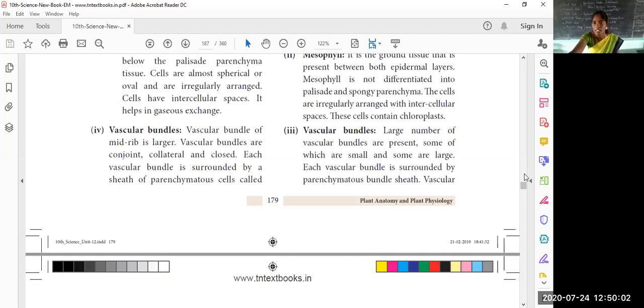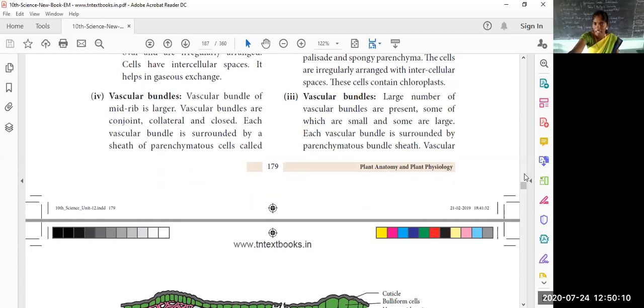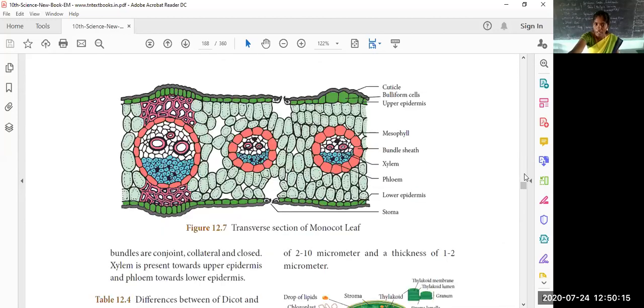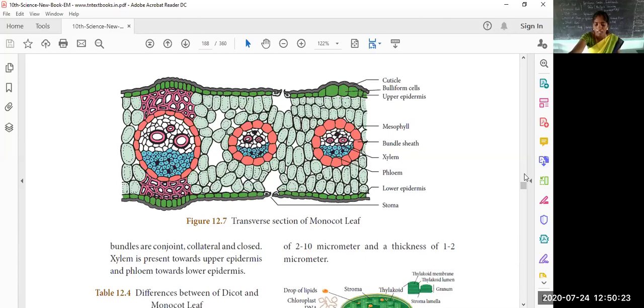Vascular bundles: a large number are present, some small and some larger. Each vascular bundle is surrounded by a parenchymatous bundle sheath. Vascular bundles are conjoined, collateral, and closed. Conjoined means xylem and phloem are present on the same radius. Collateral means xylem is present towards the center and phloem towards the periphery. Xylem is present towards the upper epidermis and phloem towards the lower epidermis.